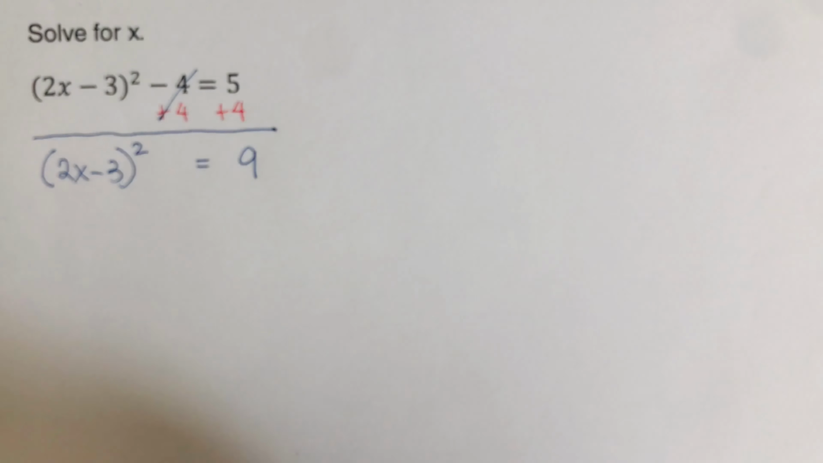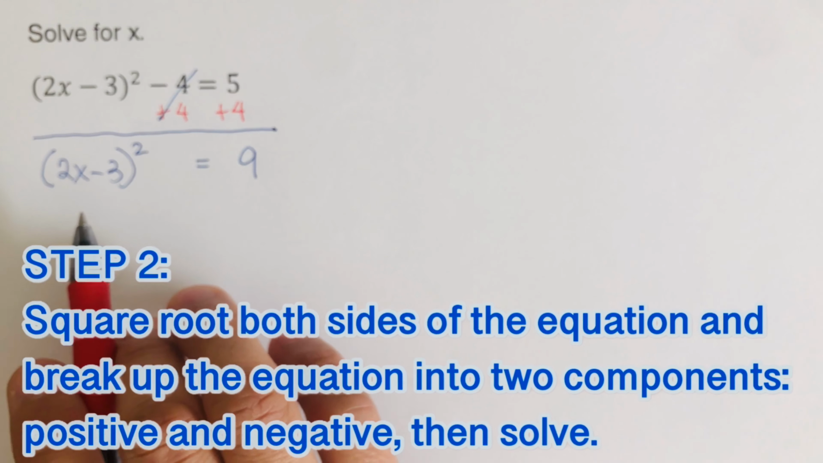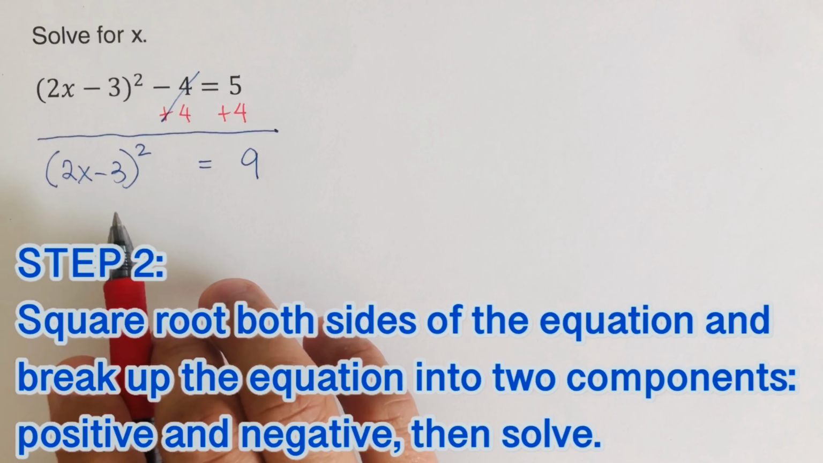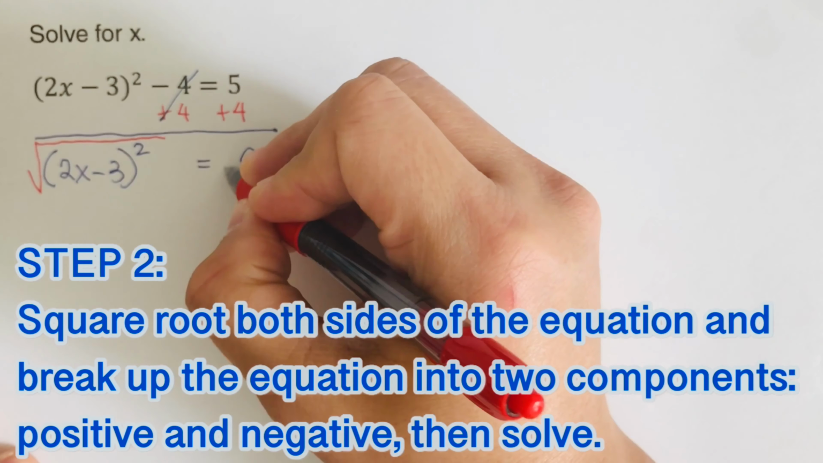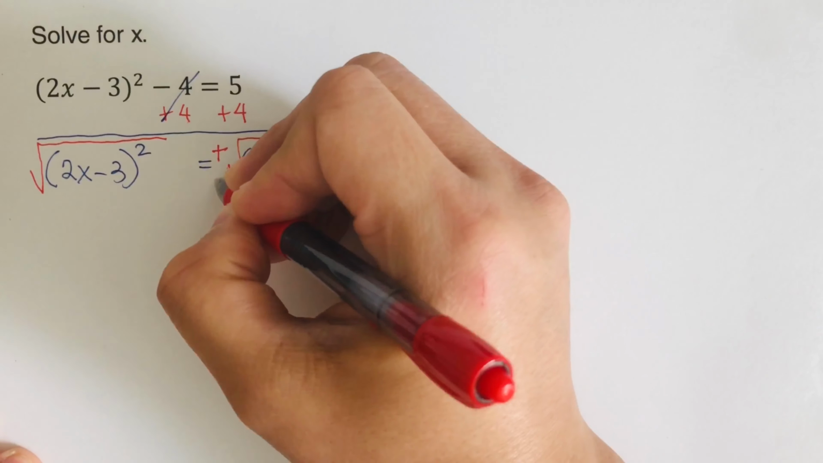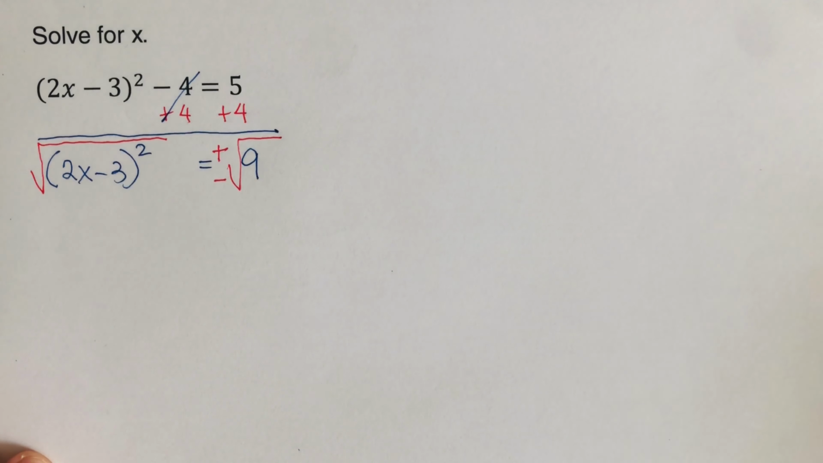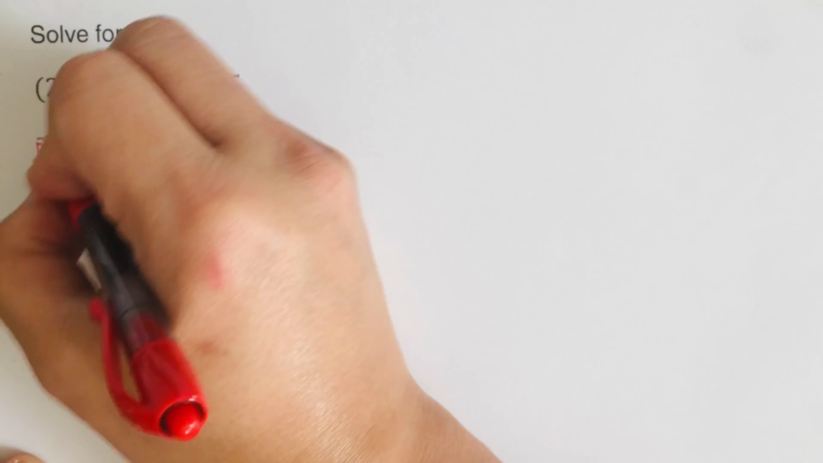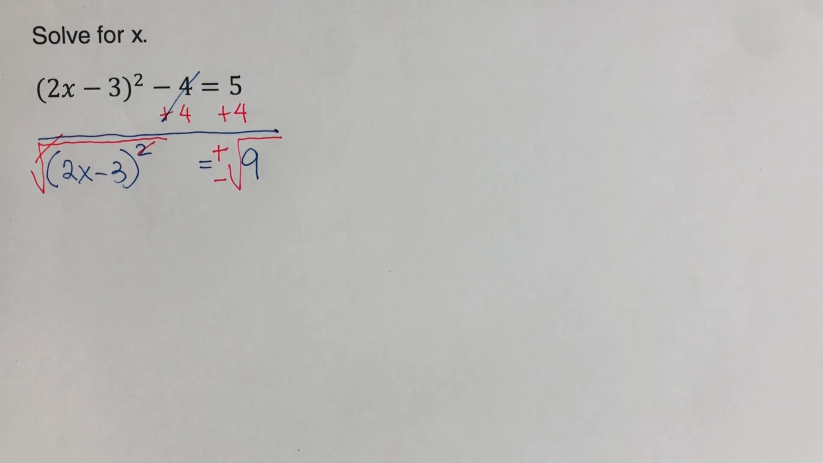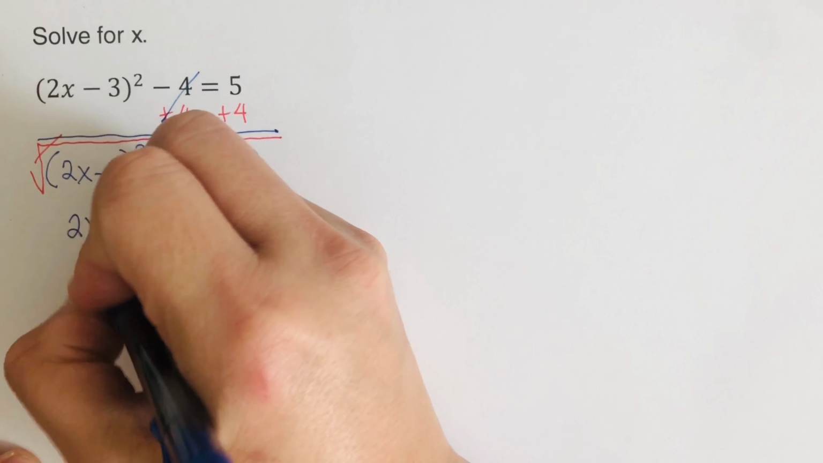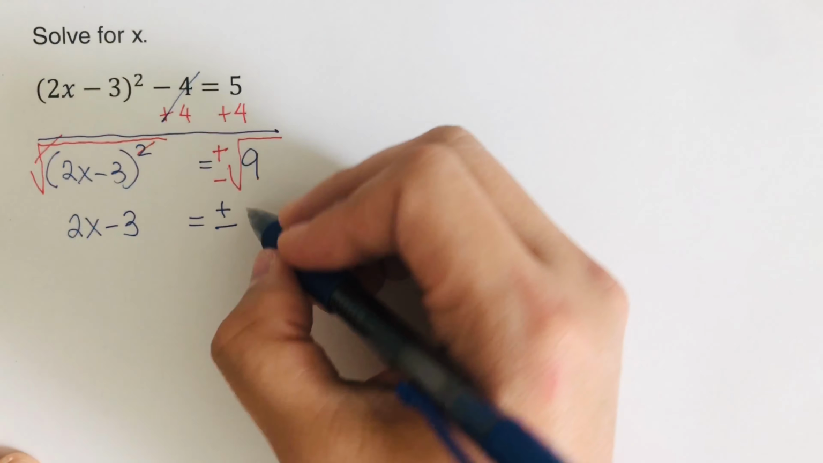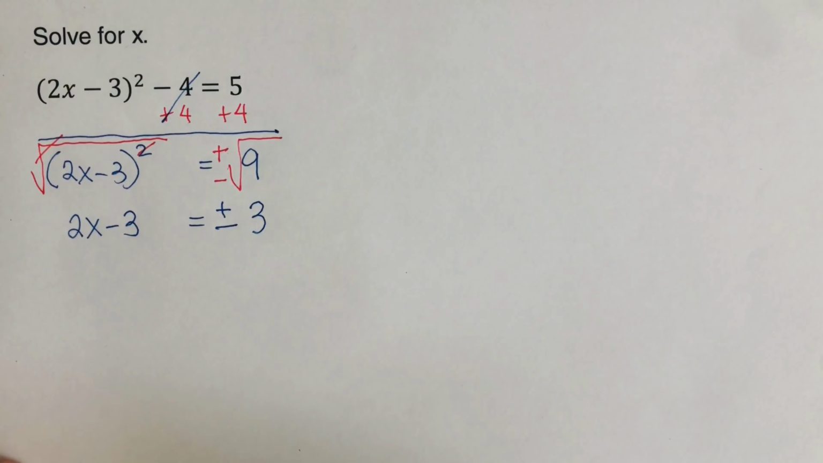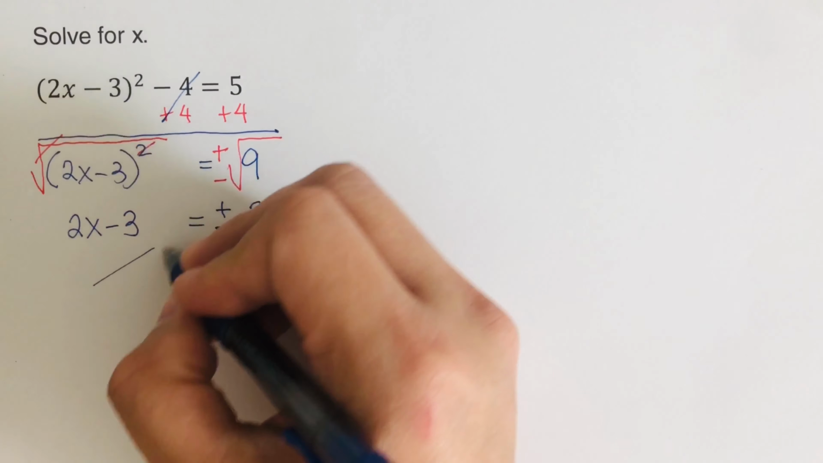Then we're going to move on to the second step. Square root both sides and break up the equation into two components, the positive and the negative, and then solve. So from here, we are going to square root both sides. Again, once we square root, we put a plus and minus in front of it. So this squared and square root gets crossed out because they undo each other. So that means we are left with 2x minus 3 equals plus minus square root of 9, which is 3. So then from here, we can break this down into two components.